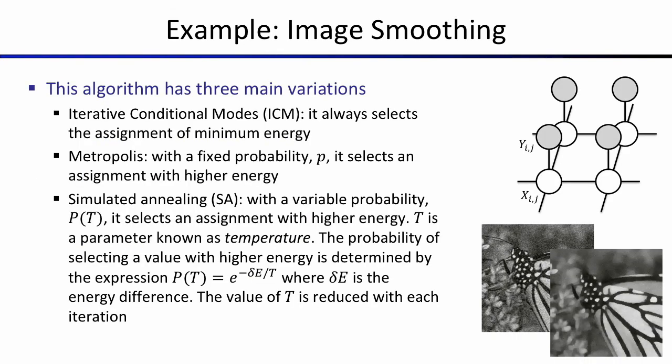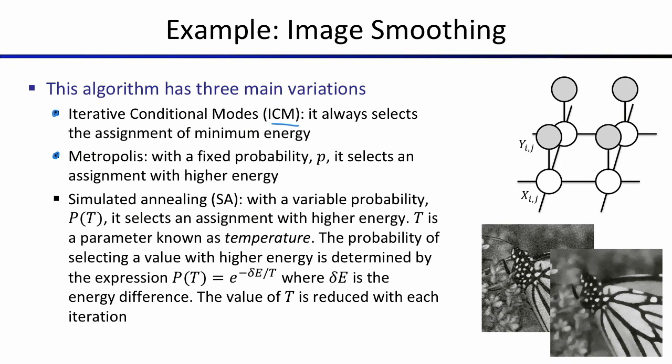So as I said, there are 3 main variations of the stochastic search algorithm that we just discussed. The first one is called iterative conditional modes, or ICM, and it selects the assignments with minimal energy. So it only accepts to go down in the energy landscape and never goes up. There is another variation that we call Metropolis, where we have a fixed probability that we call P, and we select one assignment with a higher energy according to this fixed probability. So we will go down, but we accept to go up in the energy landscape with a probability P.